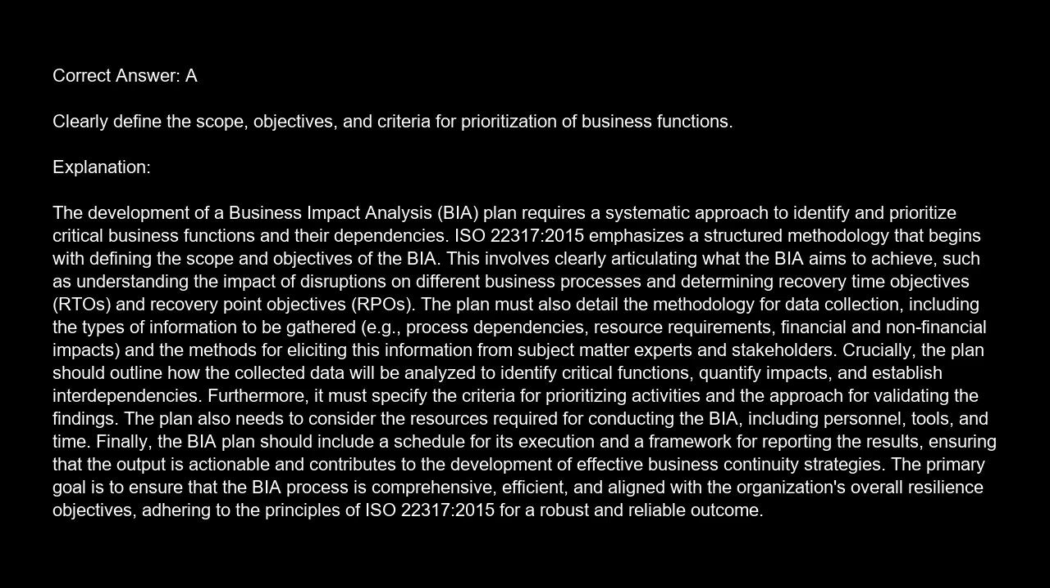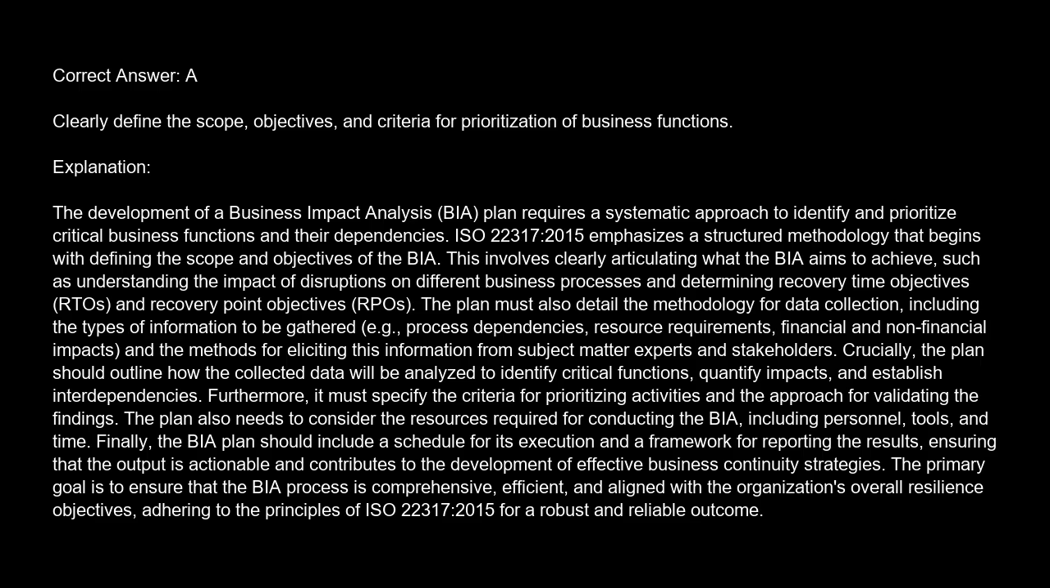The correct answer is A. Clearly define the scope, objectives, and criteria for prioritization of business functions. Explanation. The development of a business impact analysis, BIA, plan requires a systematic approach to identify and prioritize critical business functions and their dependencies. ISO 22317-2015 emphasizes a structured methodology that begins with defining the scope and objectives of the BIA. This involves clearly articulating what the BIA aims to achieve, such as understanding the impact of disruptions on different business processes and determining recovery time objectives, RTO, and recovery point objectives, RPO.